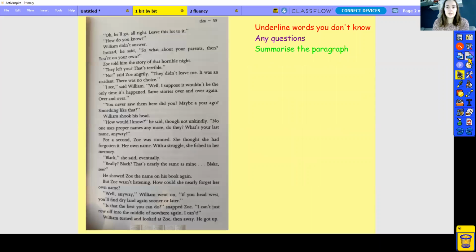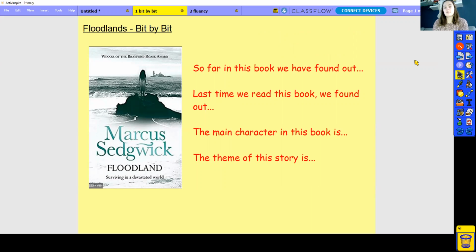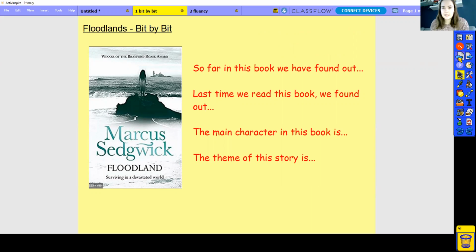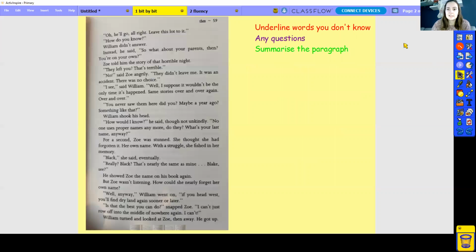Okay, let's have a look. So we're carrying on with our story from Floodlands. We read a little bit further last week, and we got to the part where Zoe went to speak to William about him leaving with her. We've left the Munchkin part a little bit unanswered for the time being, and we were moving on to looking at William. She's trying to convince William that he should come with her and leave on her boat, and we're going to see what happens with all of that. Okay, so this is the first section that you're going to be looking at.